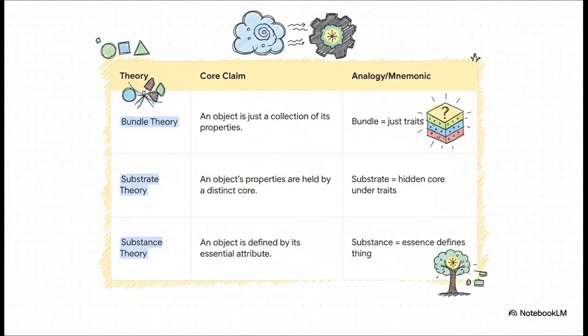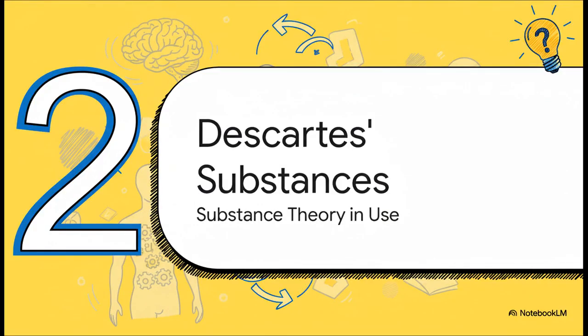So let's just recap the 3 views real quick. Is an apple just a bundle of traits all tied together? Do those traits stick to some hidden, unknowable core? Or is the apple defined by an essential appleness? 3 very, very different answers to the same simple question. Now, I know these theories can feel super abstract. So to make it a little more concrete, let's see how one of them, substance theory, was used by one of history's most famous thinkers, René Descartes, to build his entire picture of reality.